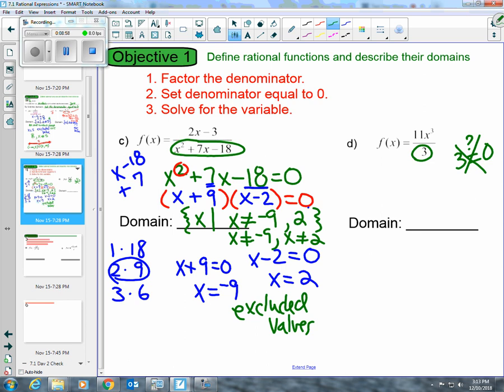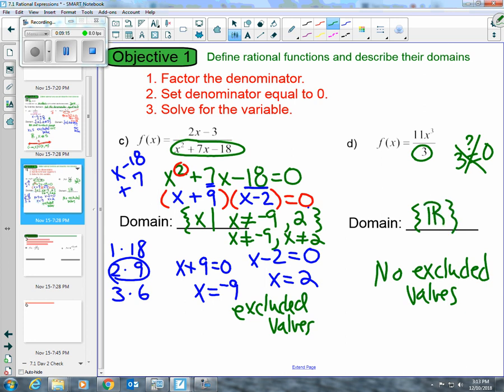So what can you use for your domain? Well, you have no excluded values. You have nothing that you have to leave out. So if you don't have to leave anything out, what would your domain be? Well, all real numbers. So my domain, when I talk about what this would be, everything. I can use all real numbers.